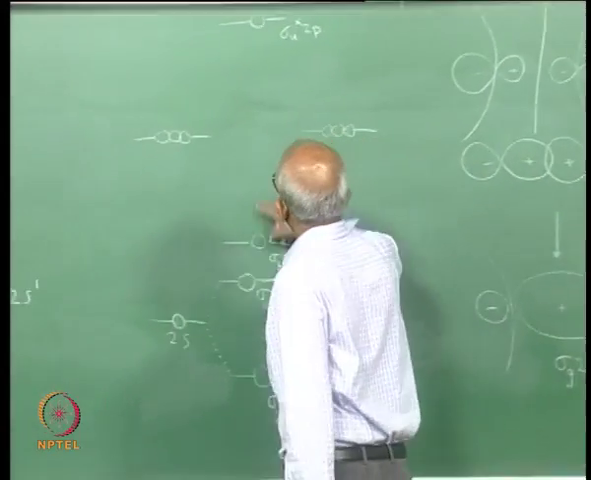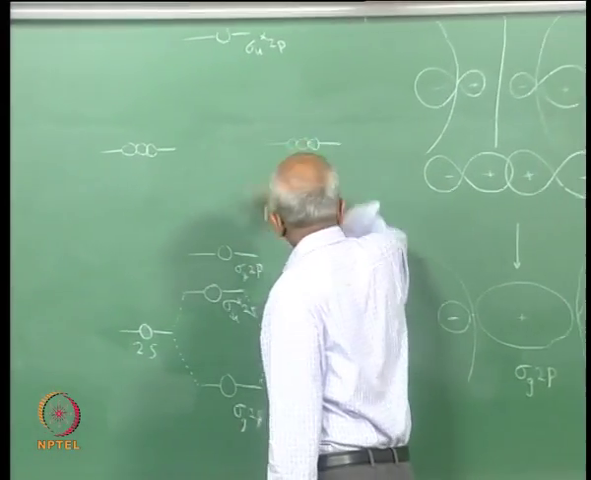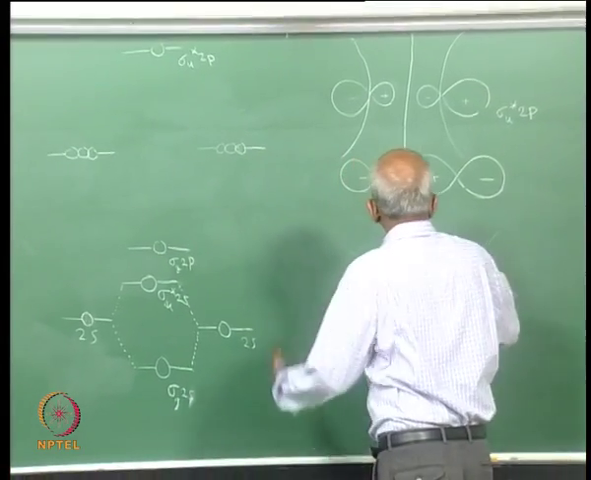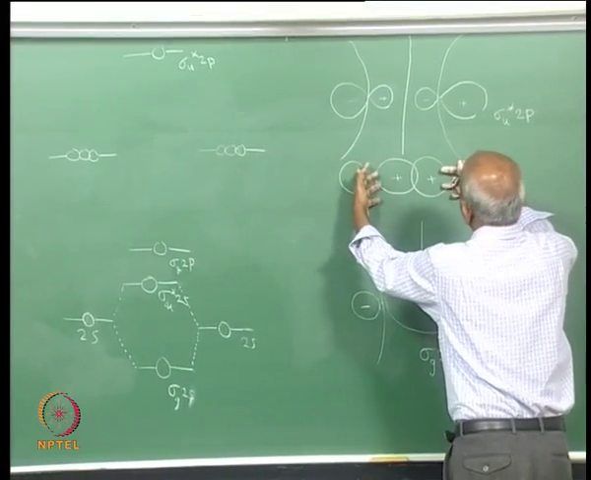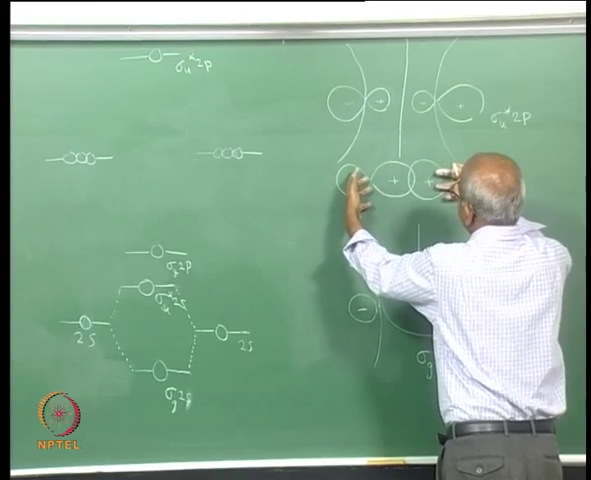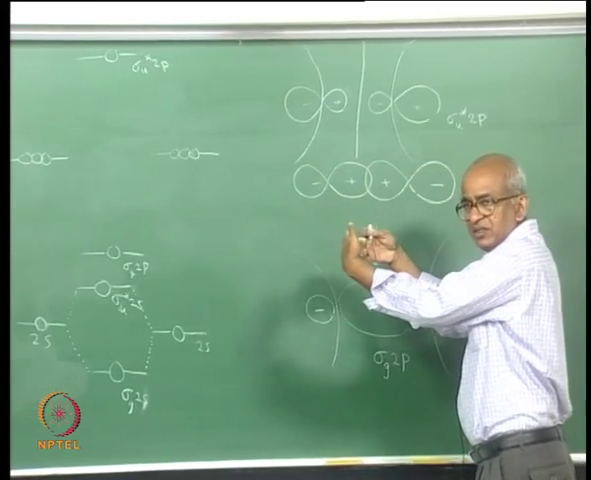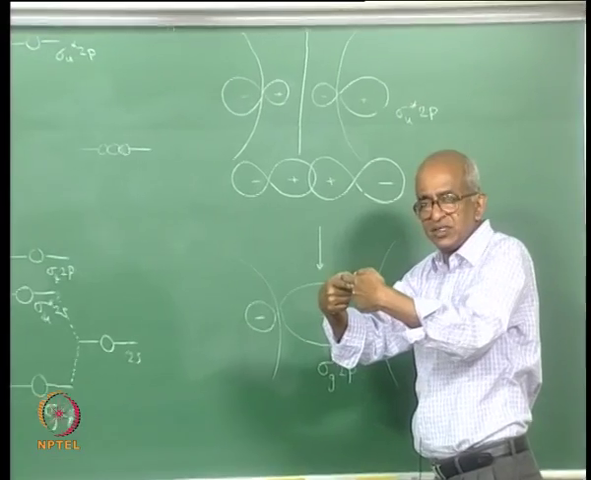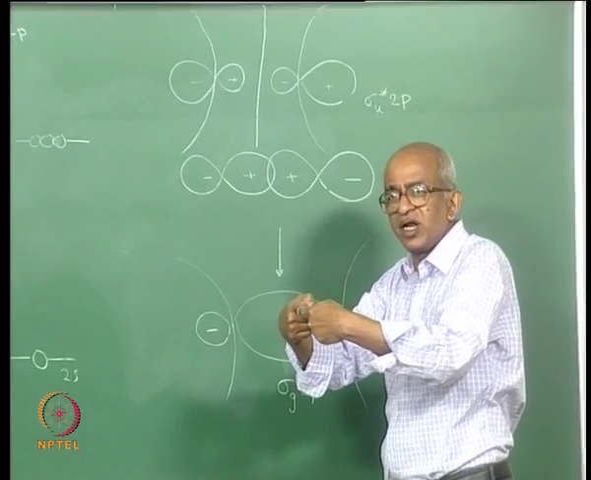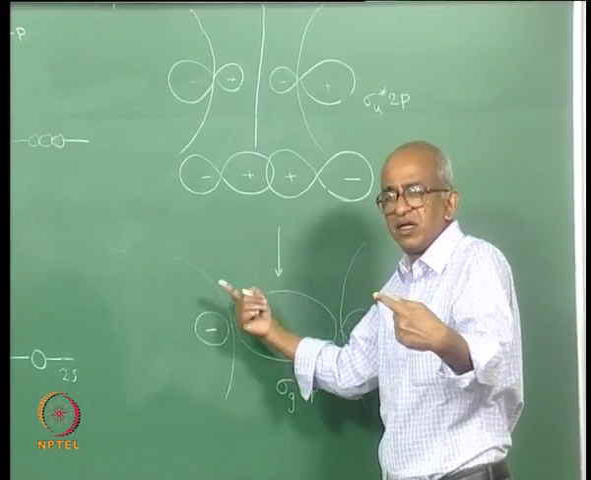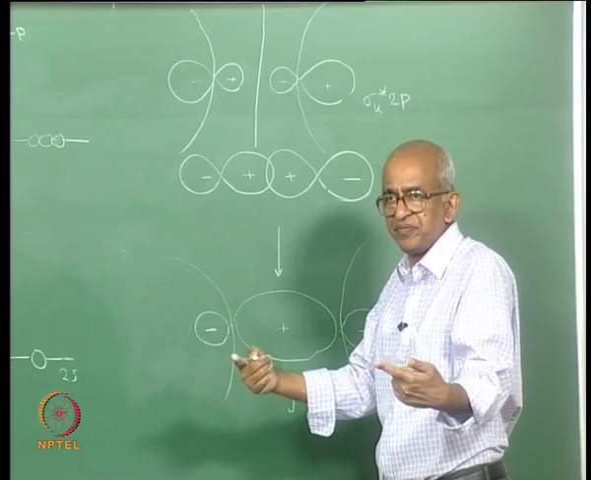So, those I have represented. Okay, and these 2p orbitals, they will interact, and they are pointed towards each other, and therefore, you would expect that the overlap and consequently the interaction is rather high.